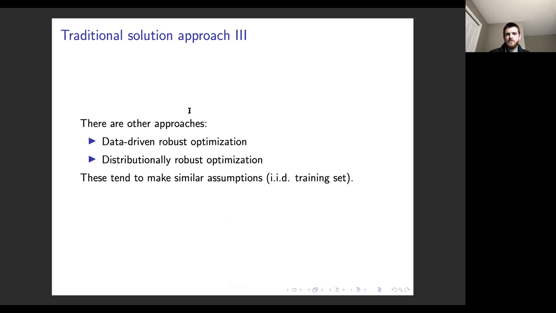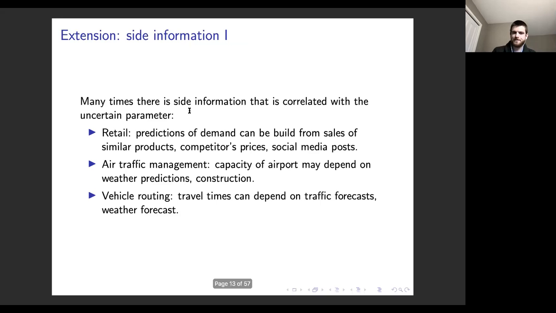And this is just one approach that I'm showing here. There are a lot of other ways to approach these types of problems. A couple of popular areas are data-driven robust optimization and distributionally robust optimization. And these tend to make similar assumptions in that you have this independent, identically distributed training set, but then the solution approaches are a bit different. So there are other approaches out there. I'm just using this one approach as a typical approach, and it is a very popular approach too.